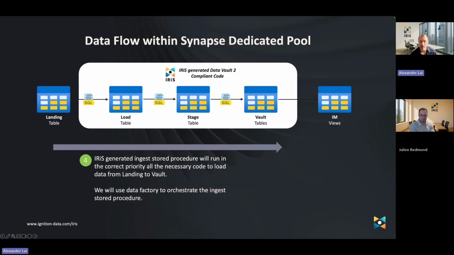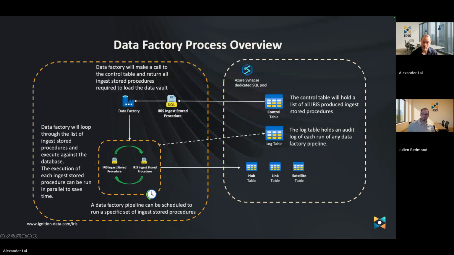And then, as I mentioned, we will have a wrapper proc, a kind of master orchestration proc per source table that will help load everything into Vault. And we'll talk to how we use Data Factory to orchestrate the running of these wrapper ingest procedures, which takes us nicely on to a quick overview of what we're going to do with Data Factory.